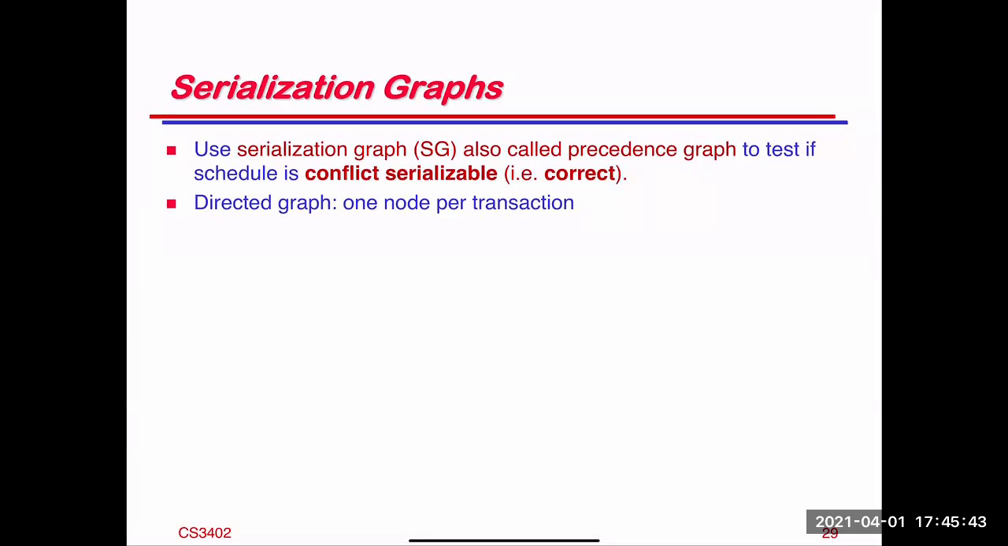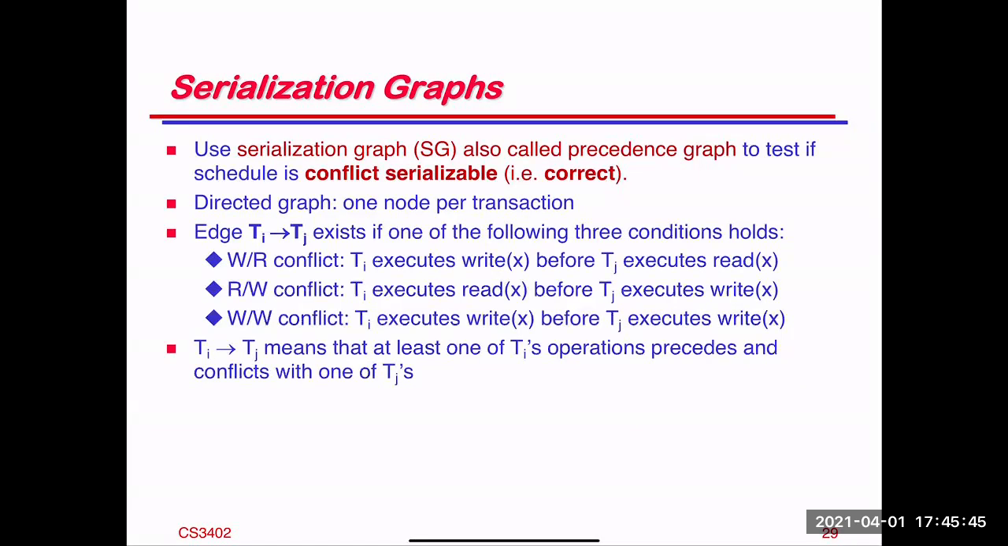So you have one node per transaction. And we add edges to our graph. So we add an edge from transaction Ti to Tj if one of the following three conditions holds, meaning there's a write-read conflict: Ti executes a write of X for some item X before transaction Tj executes a read of X. And similarly, we do that for read-write conflicts and also for write-write conflicts. Okay. So we always draw a directed edge from the transaction that performs the first operation to the transaction that performs the second operation, assuming the two operations are conflicting.